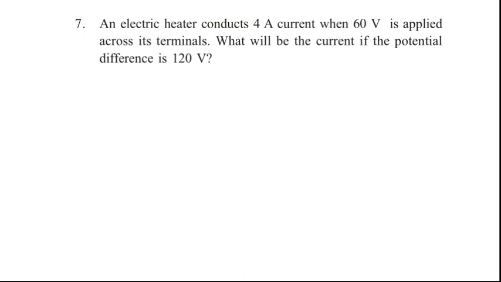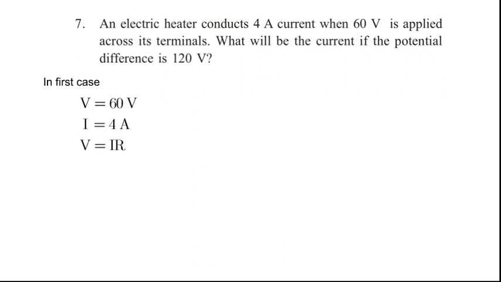We know here the voltage is increased from 60 to 120. So when the voltage increases, current also must increase. That is because I is proportional to V. And according to Ohm's law, I is equal to V by R. So using this Ohm's law, we can calculate the current in the second case. In the first case, 60 volt potential difference is applied and 4 ampere current flows. So we can calculate the resistance of the device, and knowing the resistance, we can calculate the current in whatever situation may be.